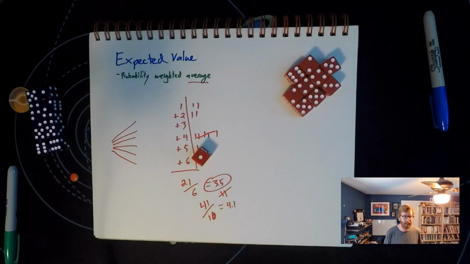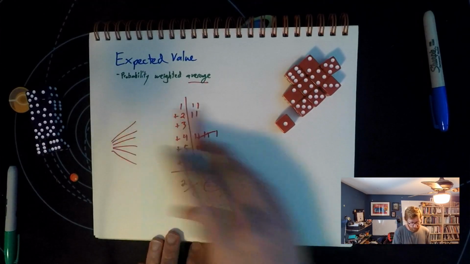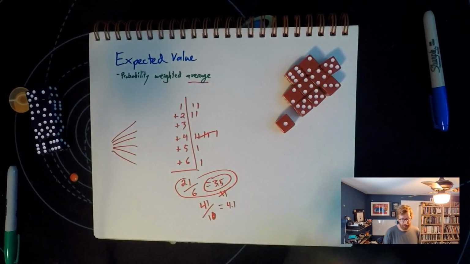We got 1 there. We couldn't have known anything more than there's a 1/6 probability of that happening. So, expected value, this average was nice and easy. So let's make it a little bit more complicated.